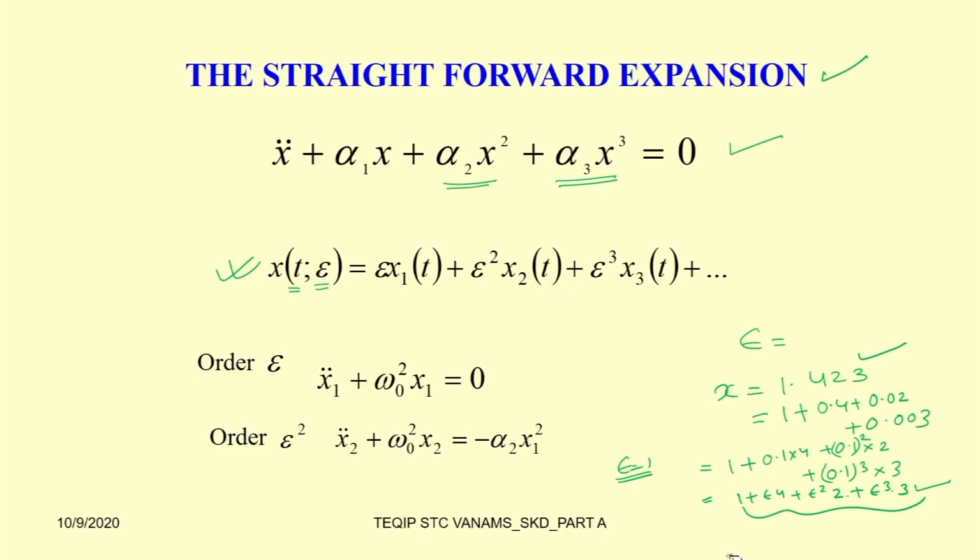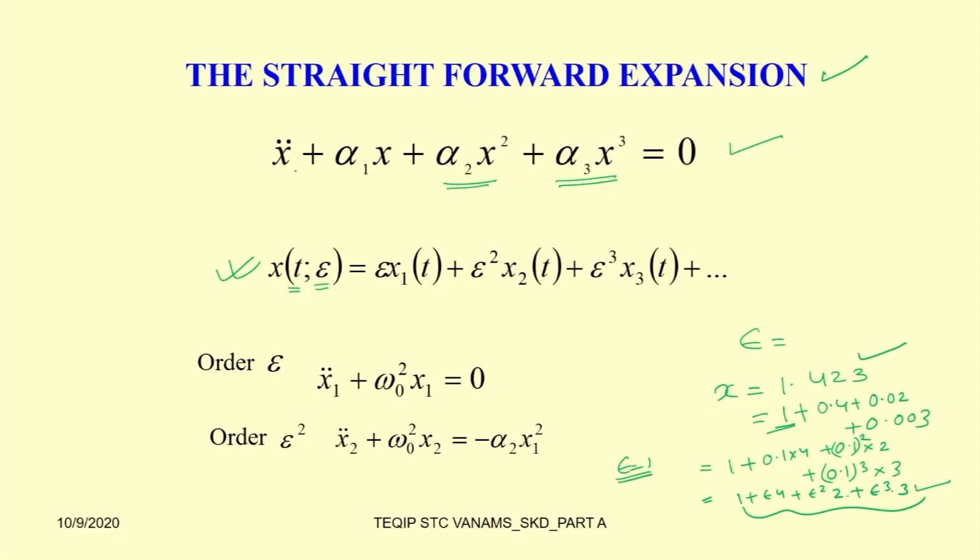By using this bookkeeping parameter epsilon, you can write down the solution, which is nothing but a number you will get, in this form: epsilon into x 1 plus epsilon square into x 2 plus epsilon cube into x 3. Here you can also add an x 0 if you want, so x 0 plus epsilon x 1 and so on. This way also you can write.